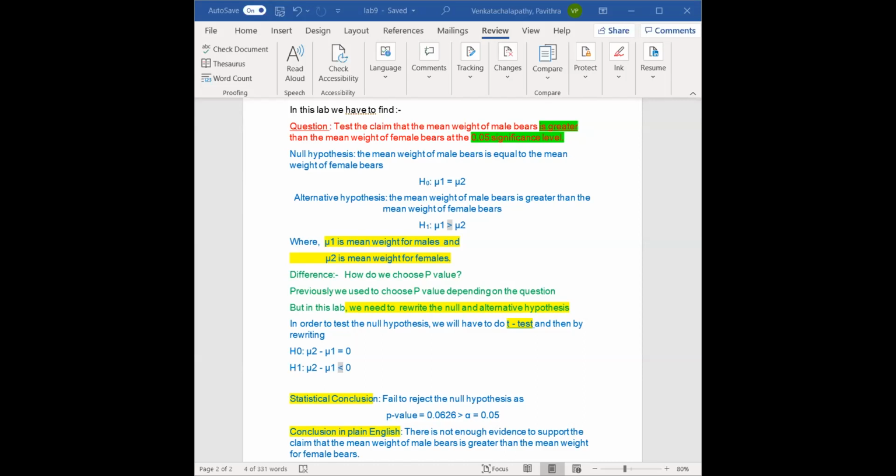Remember, while finding the p-value, be careful. It doesn't depend on the question, it depends on the alternative hypothesis. After you rewrite it, you get one alternative hypothesis, so it depends on that. So this is your class activity in lab manual 9, and I'll be doing the assignment questions, the first question in my next video, and then you will have to do the rest of the questions.